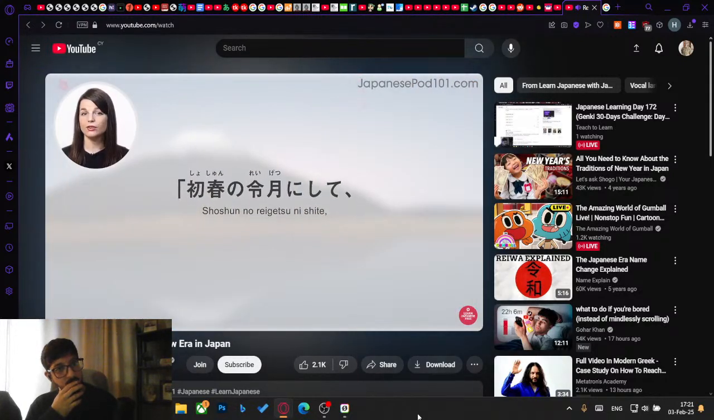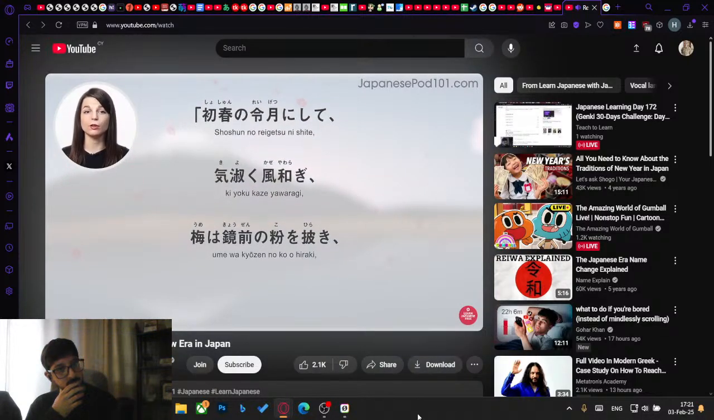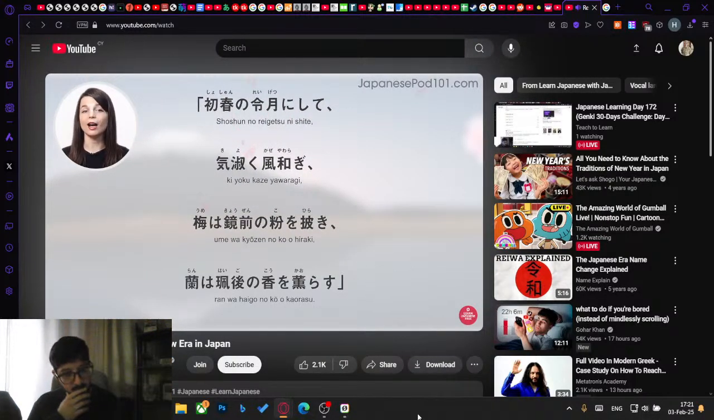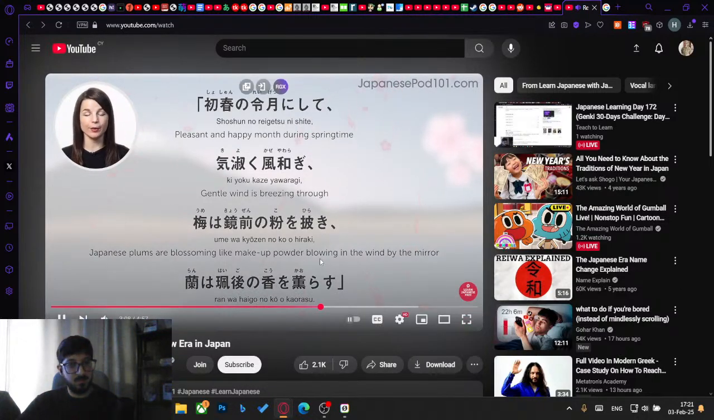初春の霊月にして、日よく風和らぎ、梅は狂前の子を開き、蘭は背後の子を香らす。Pleasant and happy month during springtime. Gentle wind is breezing through. Japanese plums are blossoming like makeup powder blowing in the wind by the mirror.